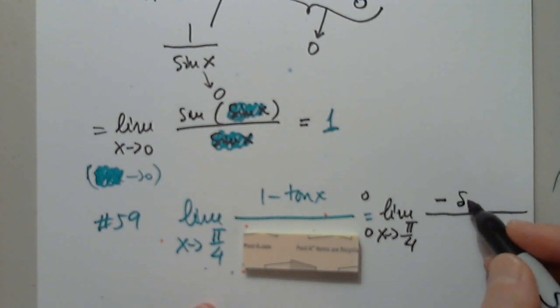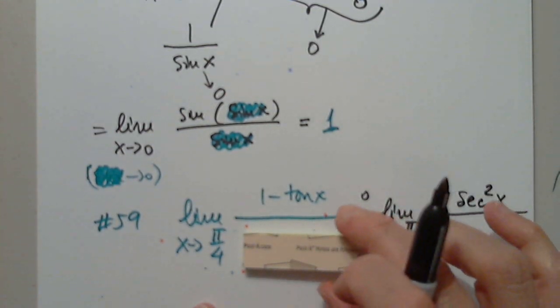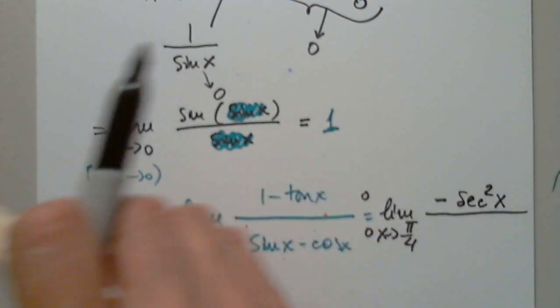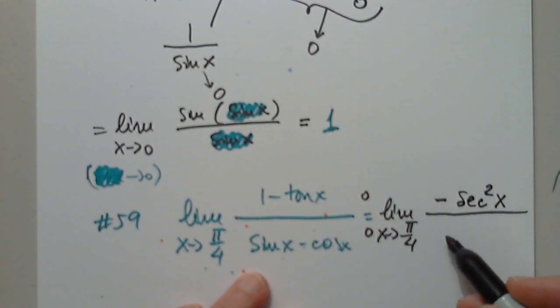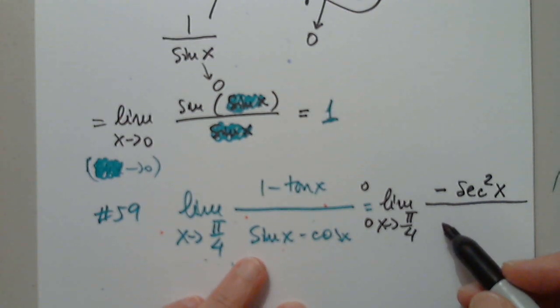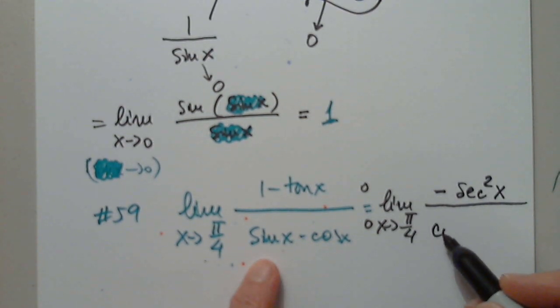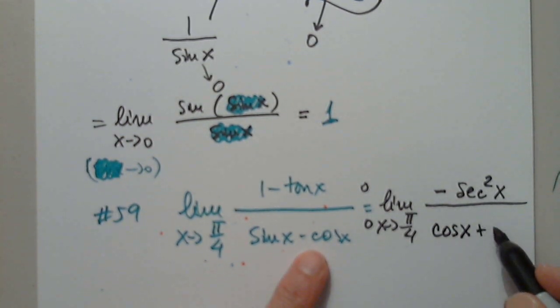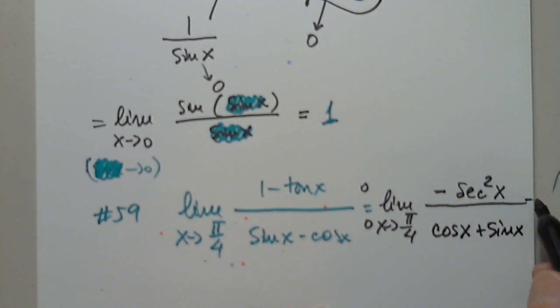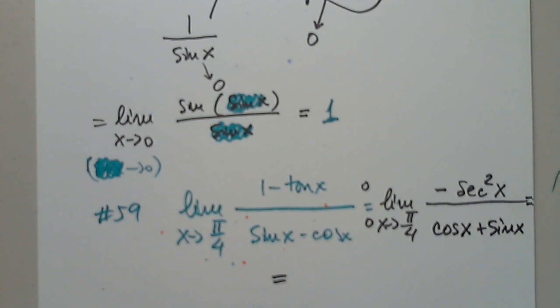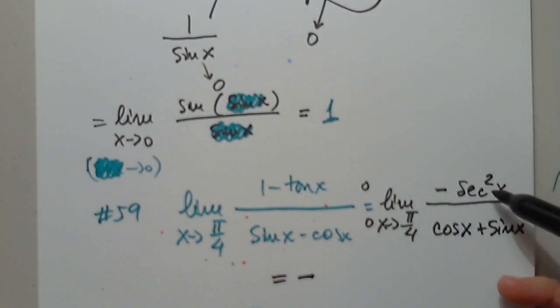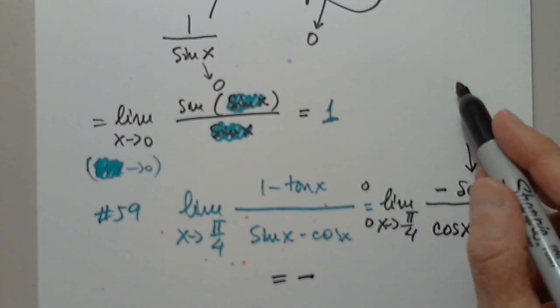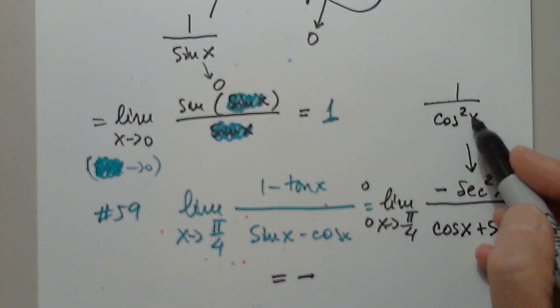Negative. What about tangent prime? That is secant squared. We proved it together a few minutes ago. The denominator now, sine prime is cosine x, and cosine prime is negative sine x. Now we try again. So there is a negative. When we plug in pi over 4, remember secant squared is 1 over cosine squared.